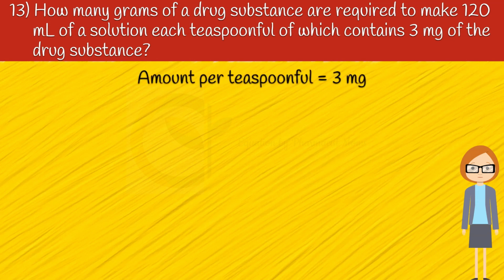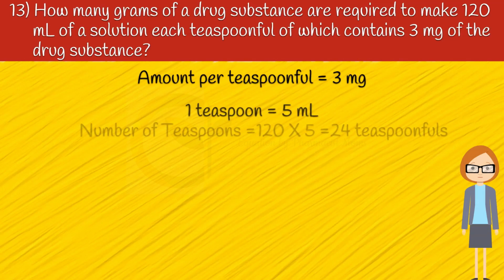Given that each teaspoonful contains 3 milligrams of the drug substance, and there are approximately 5 milliliters in a teaspoonful, we can calculate the amount of the drug substance required per teaspoonful. Next, we need to determine how many teaspoonfuls are in 120 milliliters. 1 teaspoon is equal to 5 milliliters. Number of teaspoons are 24.